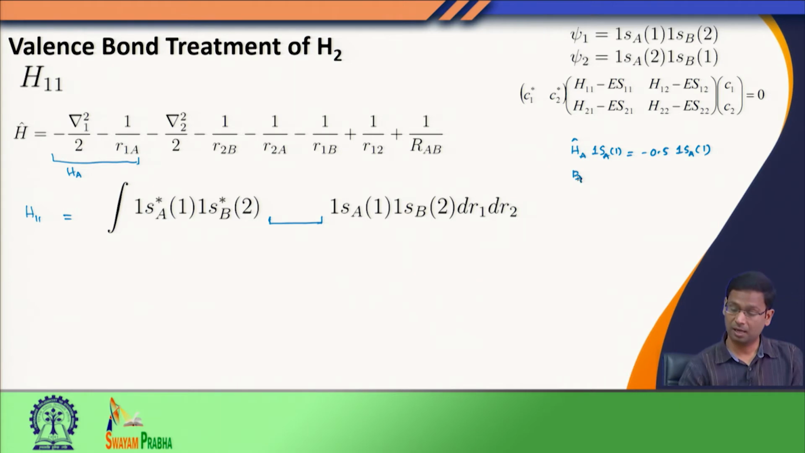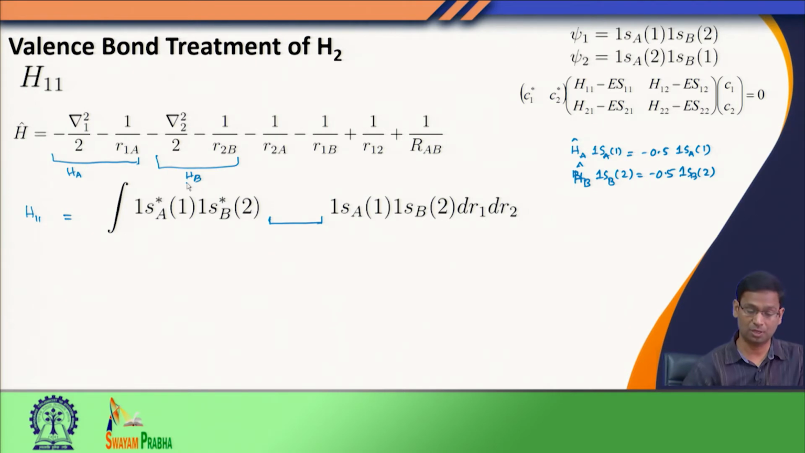Similarly, the Hamiltonian corresponding to hydrogen atom B has as its eigenfunction 1s_b, holding electron 2, with an eigenvalue of minus 0.5. This minus 0.5 is coming because that is the ground state energy of the hydrogen atom, which is half an atomic unit. So, now we have these two terms, the Hamiltonian of A and the Hamiltonian of B.